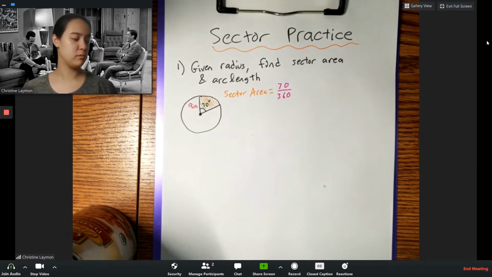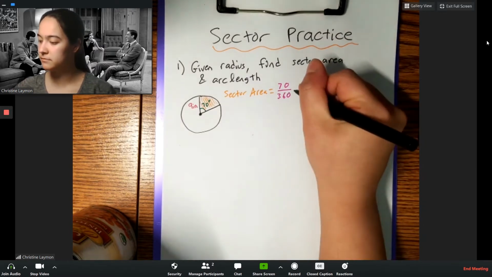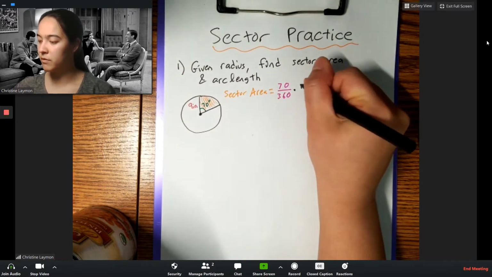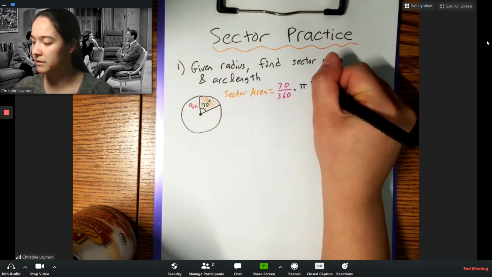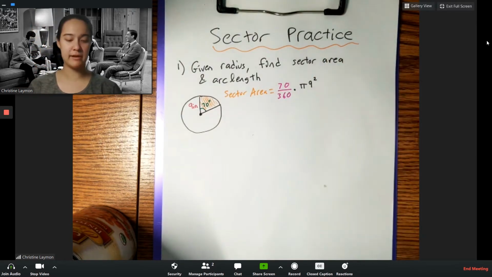From here, we're going to multiply it by the entire area of the circle. Remember, area is done by the formula pi r squared. Our radius is 9, so pi times 9 squared. And I'm going to go ahead and start simplifying this.